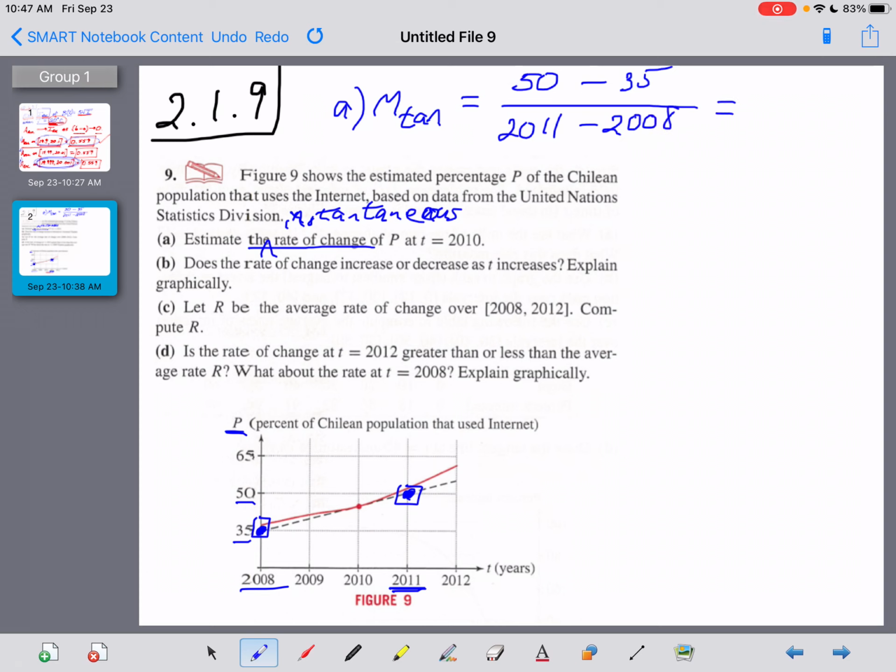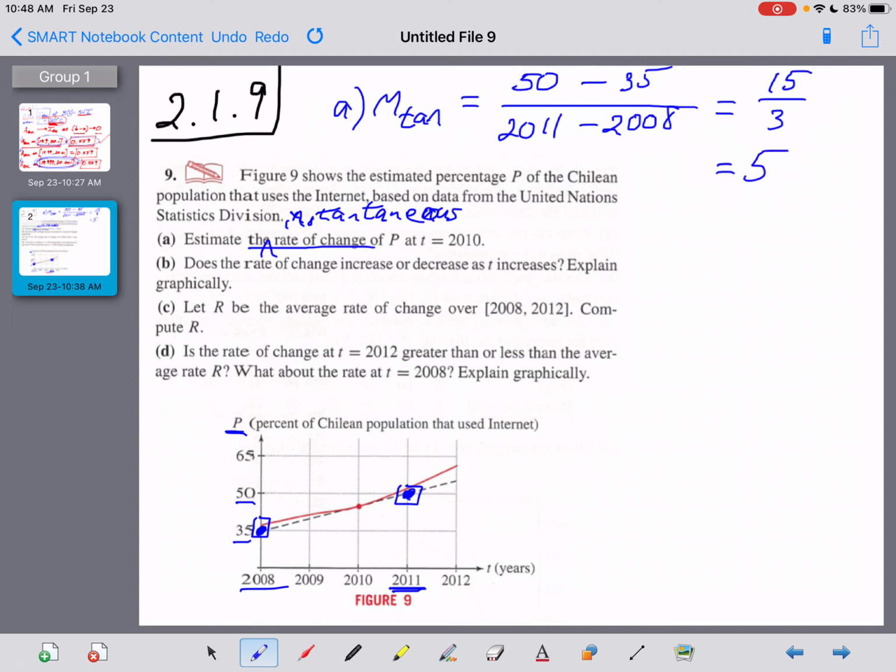Now, we can go ahead and solve this pretty quickly, but I do want to talk about what it is we've accomplished. 50 minus 35 is obviously 15, and down on the bottom from 2008 to 2011, we have had 3 years go by, so we end up with an answer here of 5.